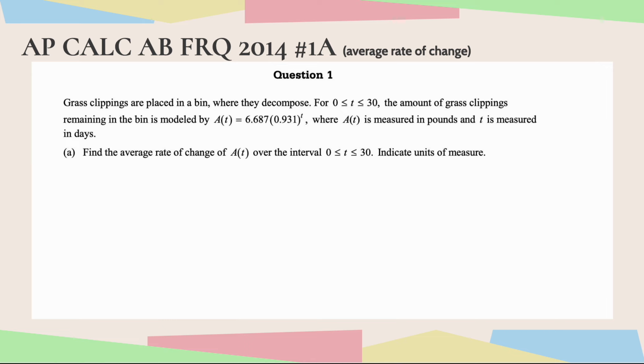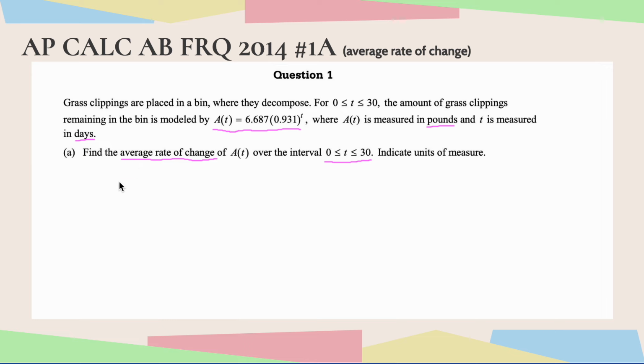As always, please take a second to pause this video, read through the question, and then meet me back here for the problem solve. Okay, so in this question, we are given this function here, A of t, where A of t is measured in pounds and t is time and is measured in days. This asks us to find the average rate of change of A of t over the interval 0 to 30, and of course, indicate units of measure.